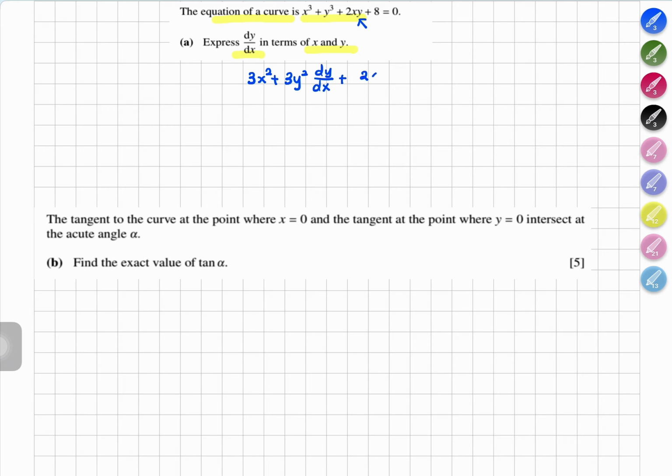I'm going to take 2x as my u. When I differentiate the y, I will get dy/dx. And then I put my y, I differentiate the 2x, I'm going to get a 2, plus 0 equal to 0. So let's make dy/dx the subject.